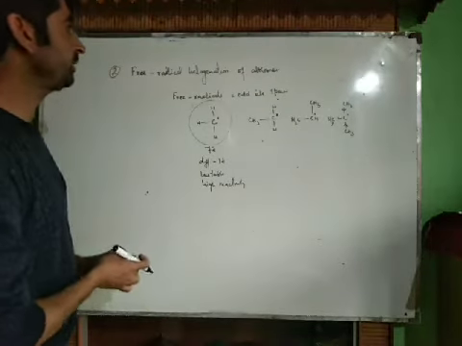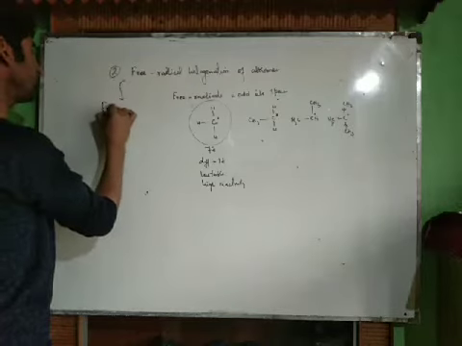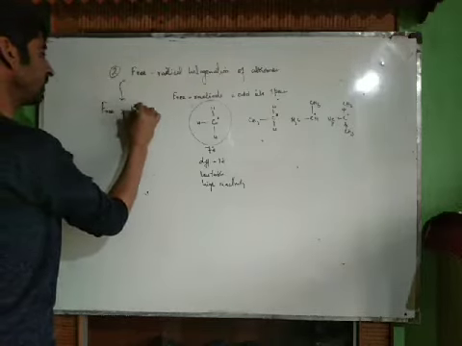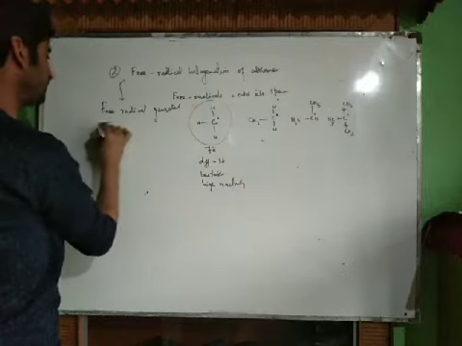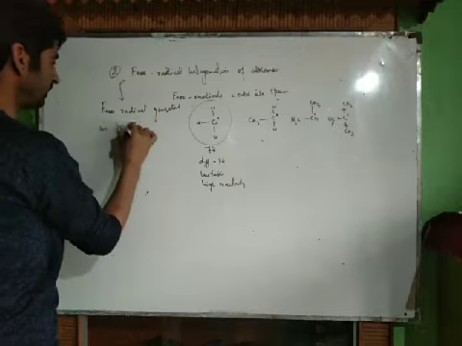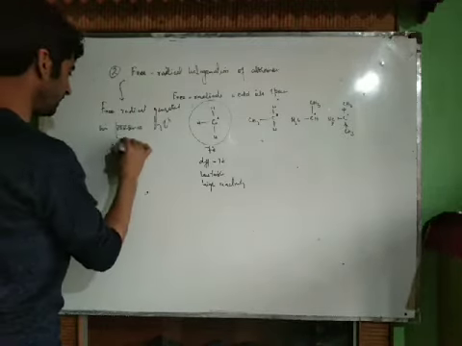Now, free radical halogenation of alkanes. Whenever we have a free radical reaction, free radicals are generated in the presence of h nu, that is sunlight, or peroxide.